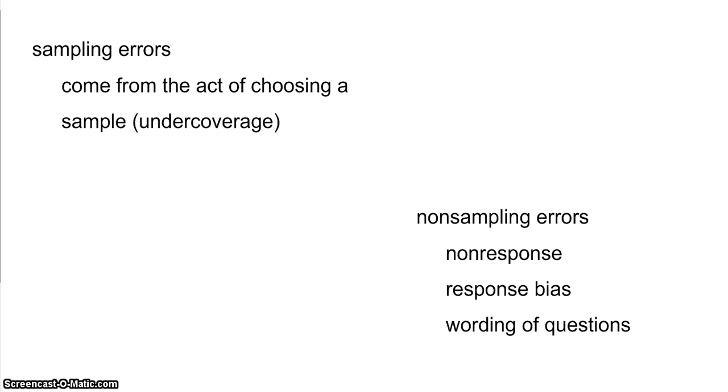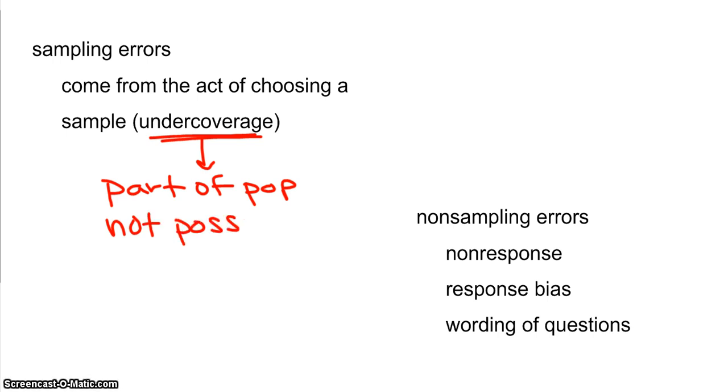Another situation is undercoverage. People are part of the population, but not possible to be in the sample. So for instance, maybe I'm going to do a phone survey and I may set it up with a random digit dialer. So any possible number would be called, but if somebody doesn't have a phone, they can't be part of my sample, even though they might be part of the population. So sampling errors, it's involved in how I'm choosing to get my sample.